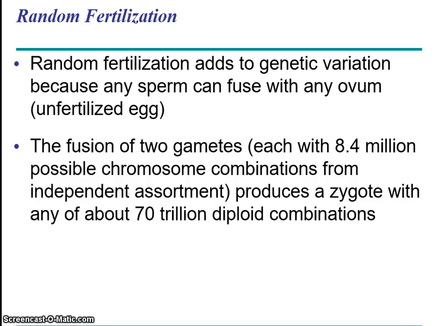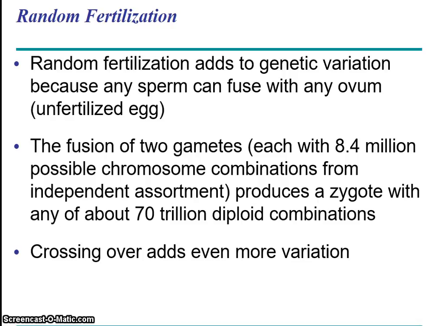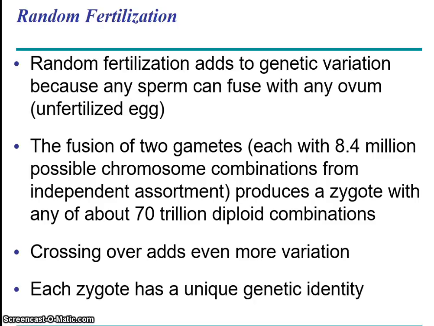So again, tying this back to just logic, this is why organisms are not genetically identical, and the human race is not genetically identical, because we have all of these combinations that come together. Adding our other thing of crossing over, this adds even more to that number, so we could increase that number even more. So each zygote, each individual, has its own unique genetic identity, which is kind of a cool thing to think about. You are genetically unique, and you are one out of trillions of possible combinations that could have happened.